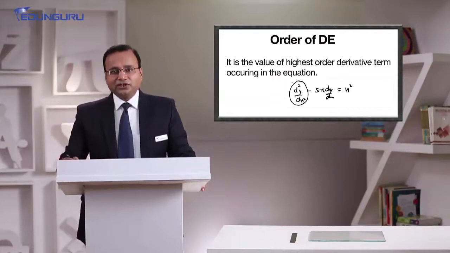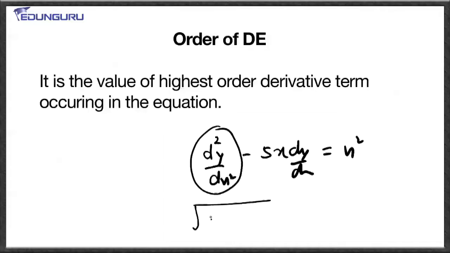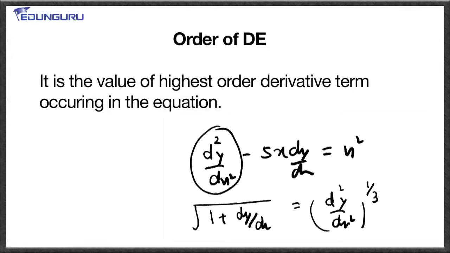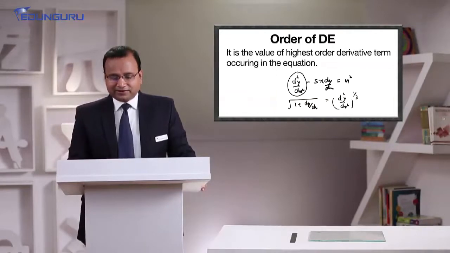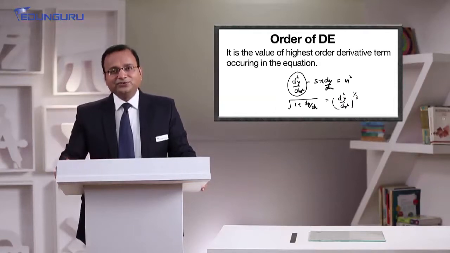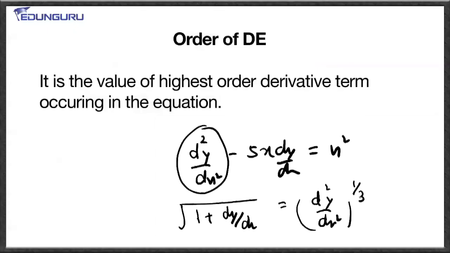Just observe the highest order derivative occurring in the equation and the value of the derivative order is the order of the differential equation. Suppose you have square root of 1 plus dy dx equal to d2y dx2 whole to the power 1 by 3. Again, you don't have to look at radical sign, you just observe the derivative terms. You have two derivative terms, dy dx and d2y dx2. So we say that the order of this differential equation is also 2. So order of this differential equation is 2. Similarly, order of the second differential equation is also 2.